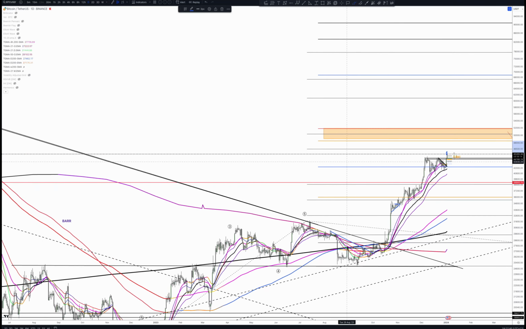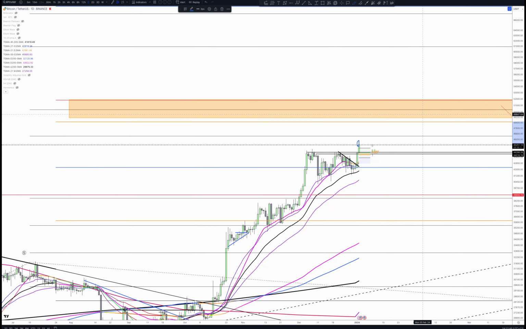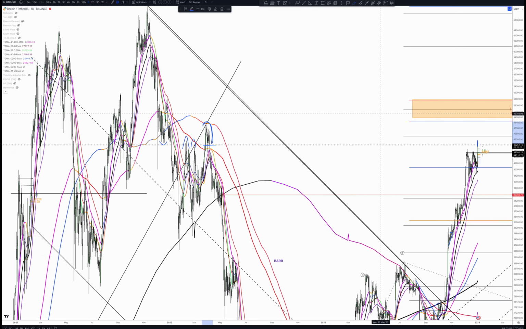I'm going to look at it in a different way, and I'll show you why. We've marked that liquidity level. That is all the liquidity there.